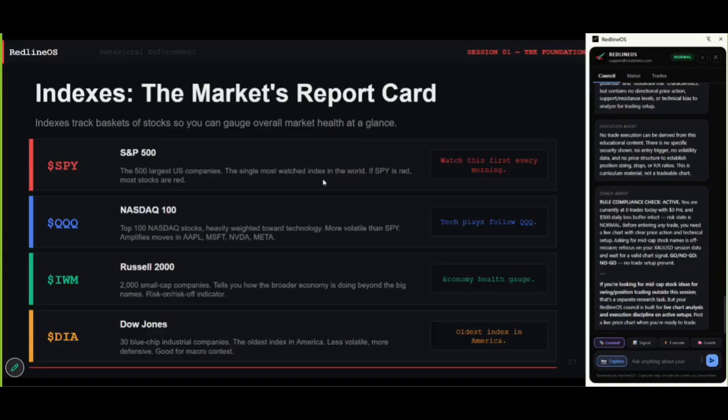The next index we're going to talk about today is the IWM. What is IWM? That's the Russell 2000. That's small cap stocks. This is what you use to actually gauge how the economy is doing. Small cap stocks, right? If IWM is going down, know that they're probably going to increase interest rates at some point. If it's going way up, know that they're going to reduce interest rates at some point.